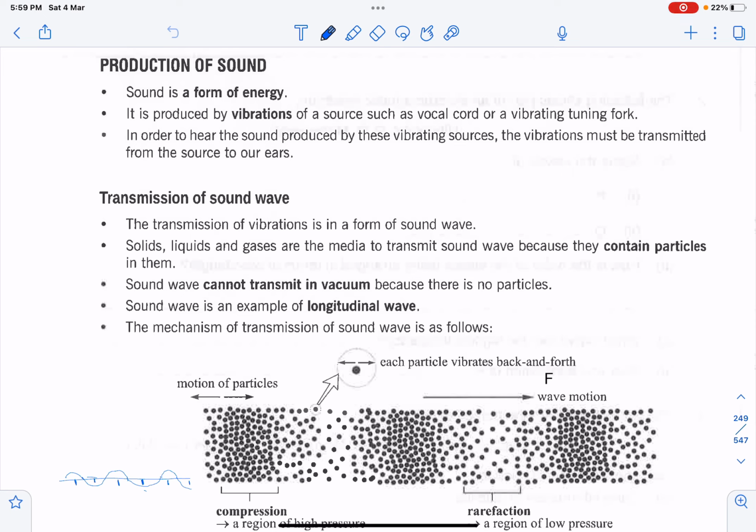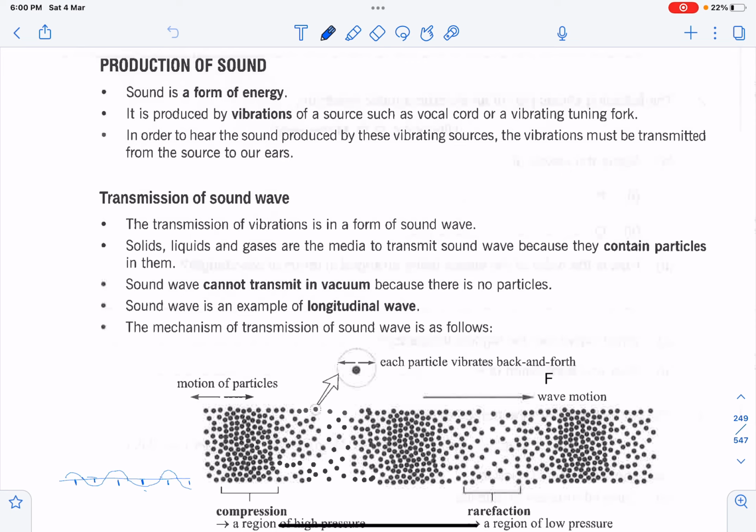The vocal cord is able to release some form of air. What happens in the vocal cord is that you have two flaps. These two flaps will vibrate, resulting in the production of sound, and that's how we talk. In order to hear sound produced by this vibration, it must be transmitted from the source to our ear.